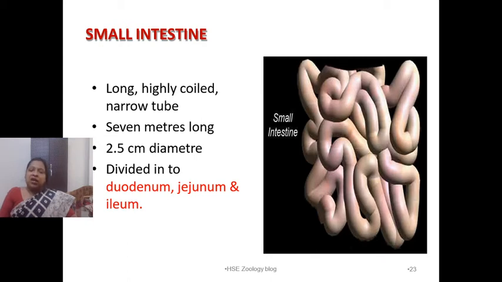But still it can get accommodated in a very small part. Why? Because it is highly coiled, है ना. 7 meters बहुत लंबा पार्ट होता है, लेकिन वो बहुत छोटे से एरिया में आ जाता है. क्यों आ जाता है? क्योंकि वो हाईली कॉइल्ड स्ट्रक्चर है. ठीक है. तो it is 7 meters in length and 2.5 centimeters in diameter. This small intestine is divided into 3 parts: duodenum, jejunum and ileum. सबसे ऊपर का पार्ट होता है duodenum, right, जो stomach से food को receive करता है. Then the middle part is jejunum and the last part is ileum.